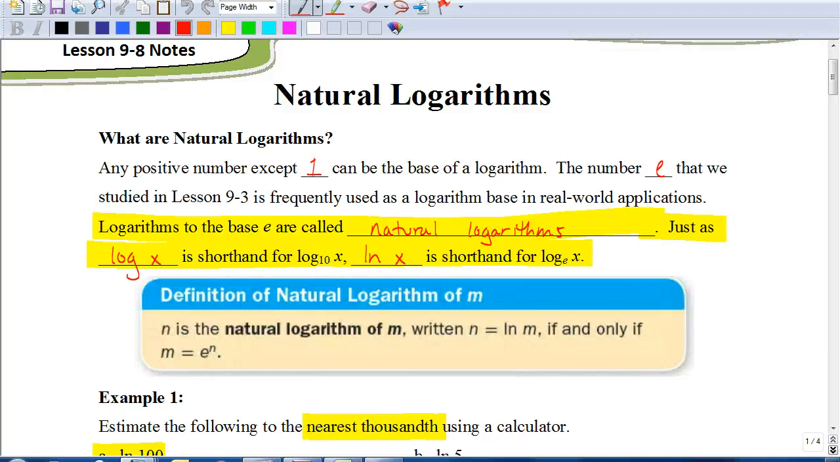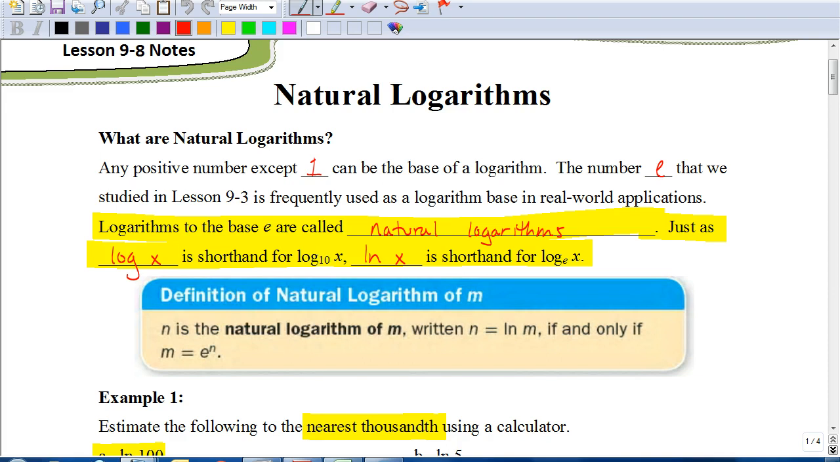So in this video we're going to be looking at what's called natural logarithms. Now let's review what's gotten us to this point. Earlier we've talked about just common logarithms. That's when we have a base value of 10. We talked about logarithms with other bases. And now we're going to look at, well, what happens if we have a logarithm with base e?